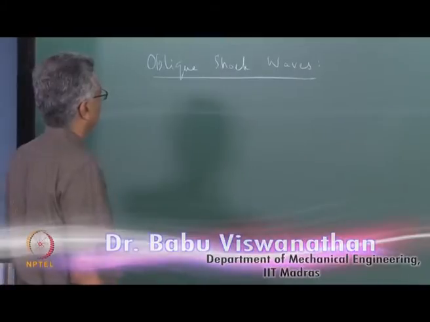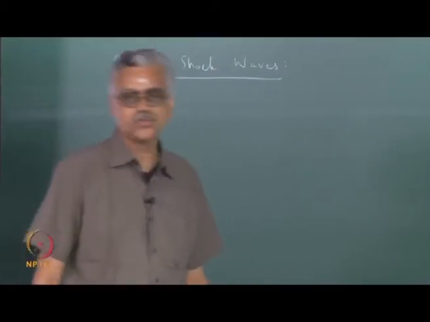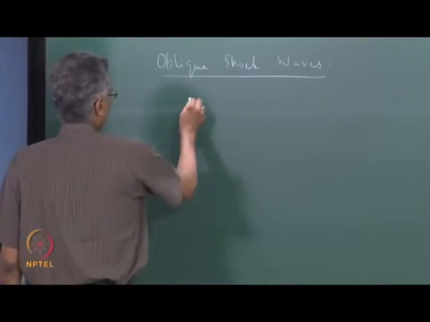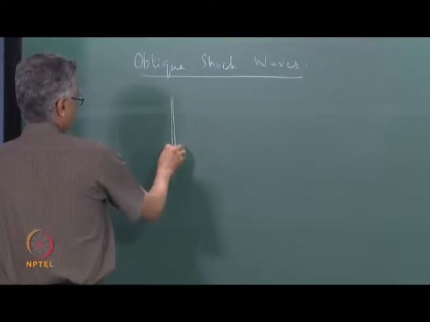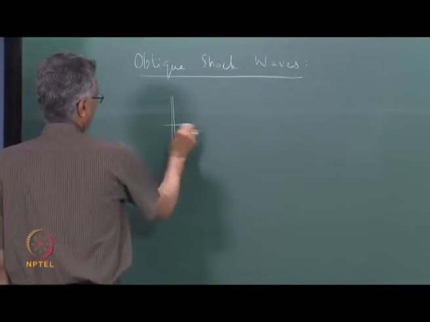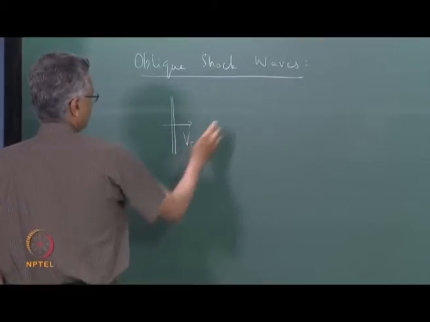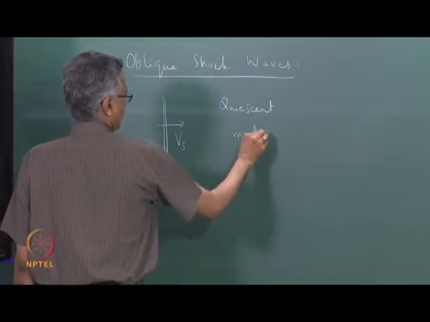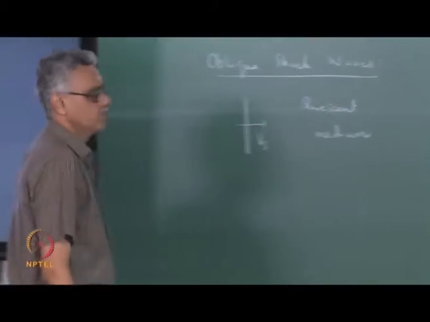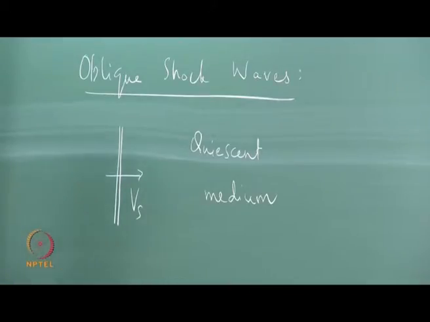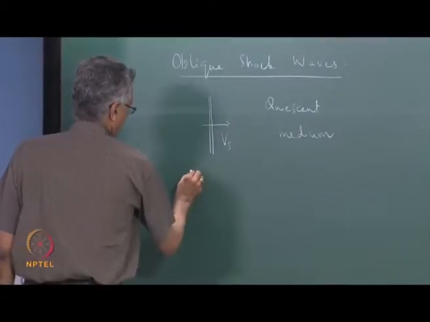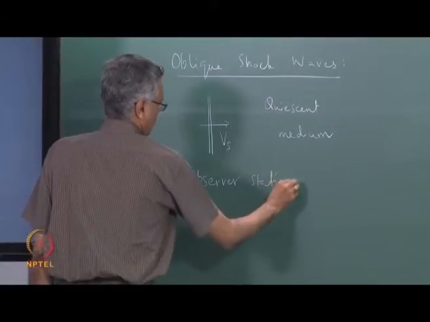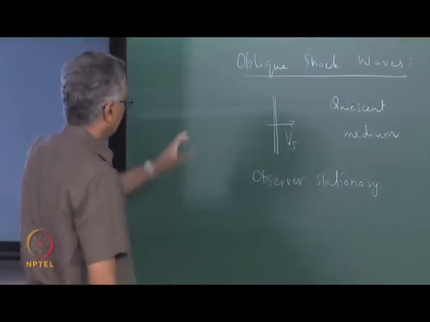The applications and other uses of oblique shock waves, where they occur and so on, we will discuss afterwards. If you recall, we started our discussion on normal shock wave by considering a situation like this, where a normal shock propagated with a velocity Vs into a quiescent medium. And this was in a frame of reference where the observer is stationary, and as a result of passage of the shock wave.